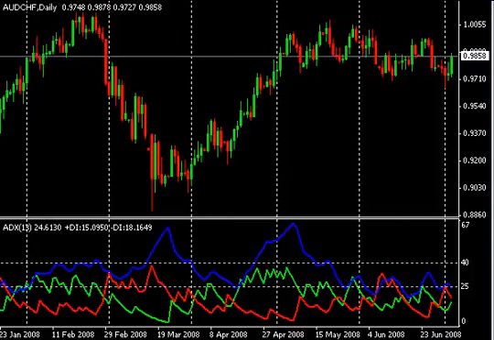Today we're going to look at the average directional index, or the average directional movement index as it's referred to in the MetaTrader platform. And we're just going to look at how to use this tool.